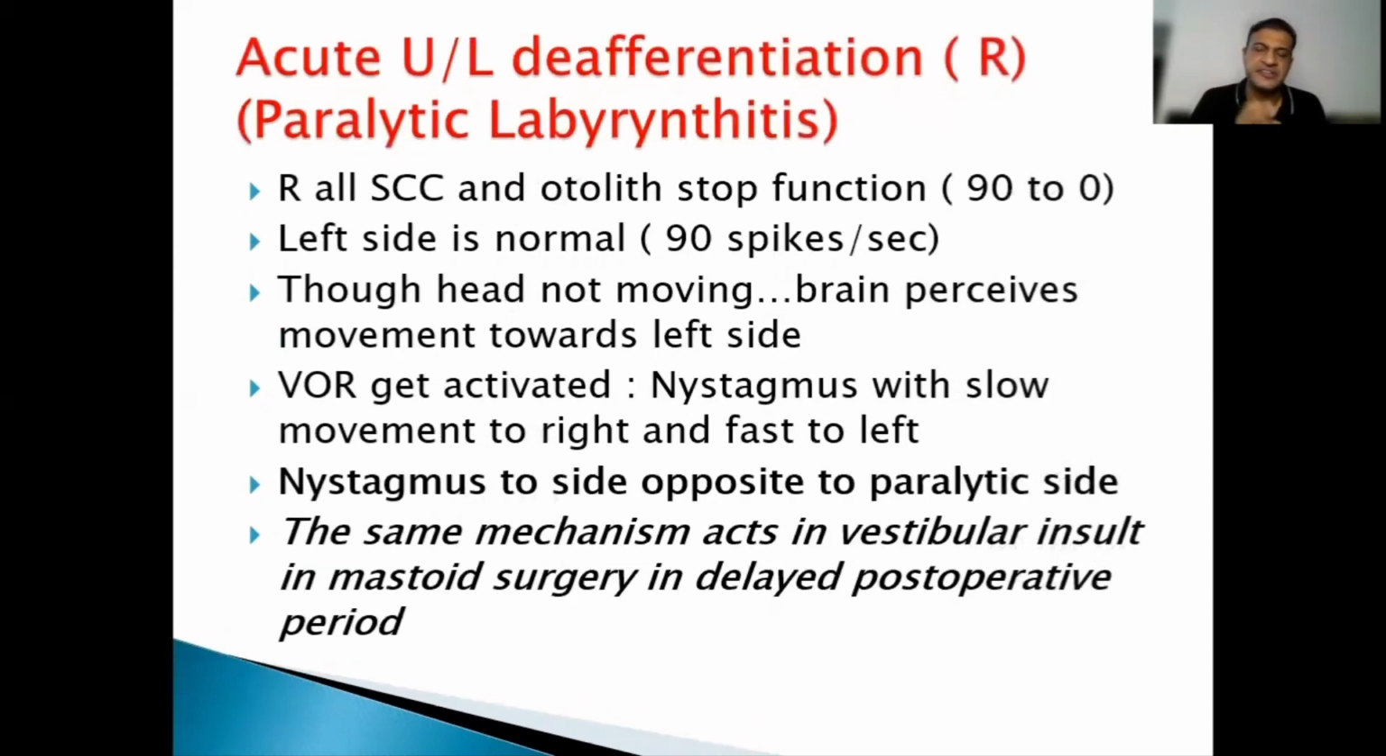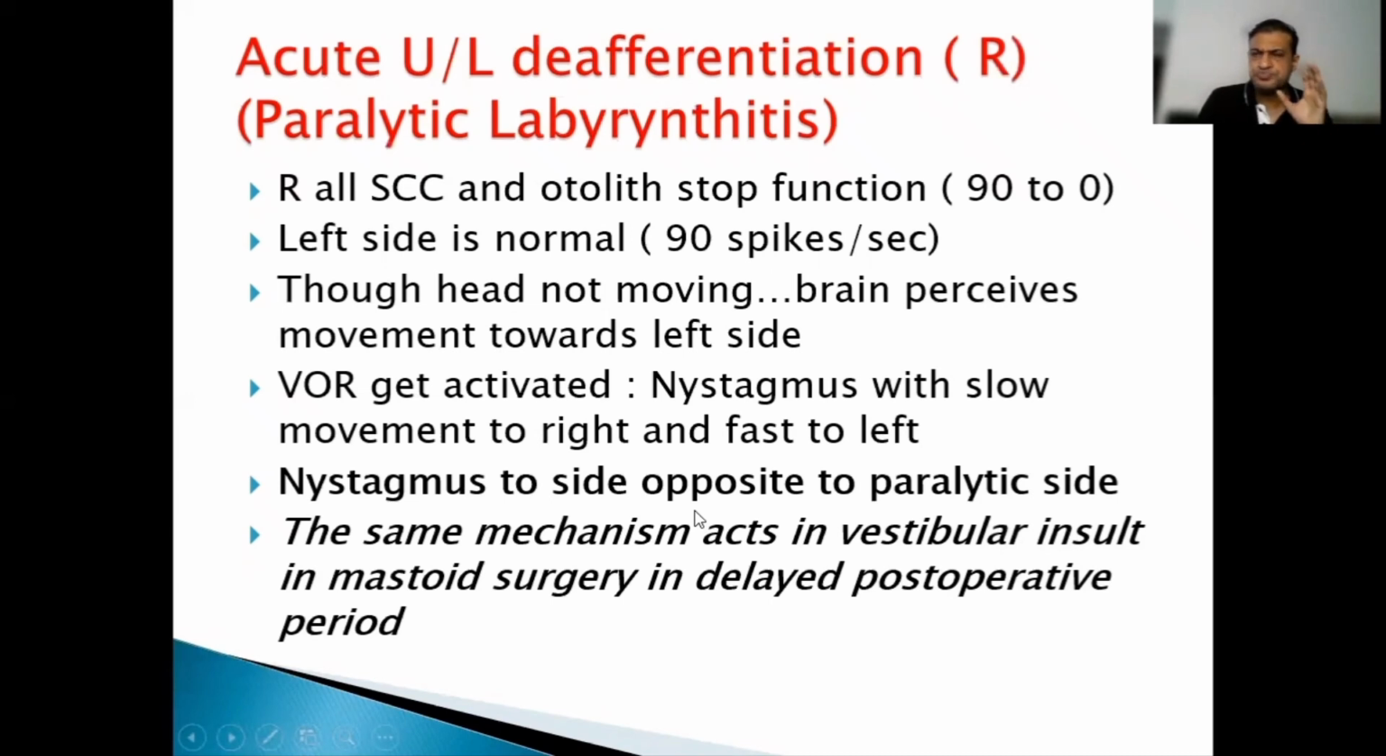Similarly, understand if there is a paralysis. So once there is paralysis, or paralytic labyrinthitis, or acute unilateral deafferentation, suppose there is right side deafferentation, from 90 the spikes have become 0. And here it is 90 itself. So the brain perceives that the head is moving on the left side, and so the vestibulo-ocular reflex will get stimulated. Nystagmus will be there with the slow component on the right side and fast on the left side. That is, nystagmus is to the side opposite to the paralytic side.